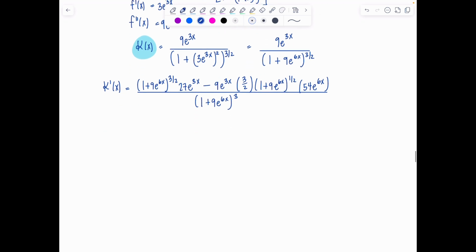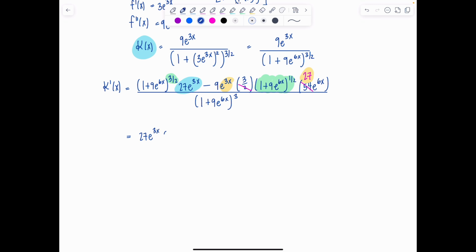Okay, to simplify from here, you want to factor out the greatest common factor. I can take out 1 plus 9e to the 6x to the 1/2 power only. And then I can also take out, do you notice, a 27 e to the 3x? Yes. And also we can cancel this 2 with the 54, make it 27. So just take that 27 out, and this e to the 3x, everybody else stays. Don't try to multiply it out. You won't get anywhere. It'll just turn into a hot mess express.